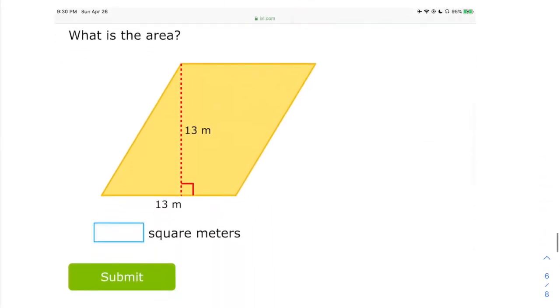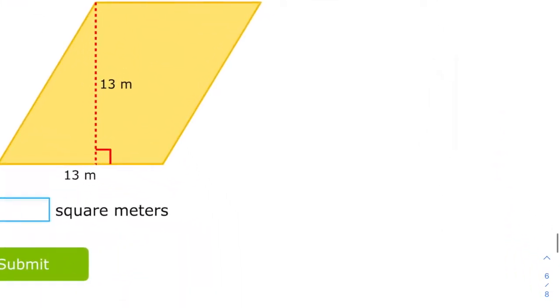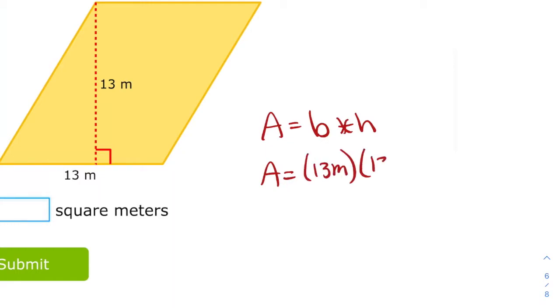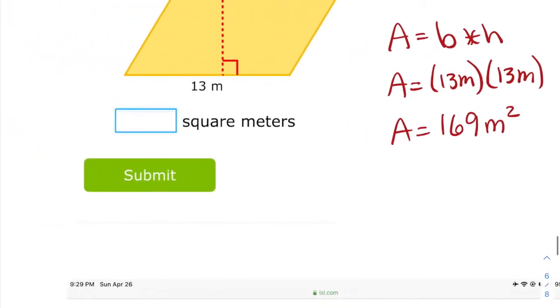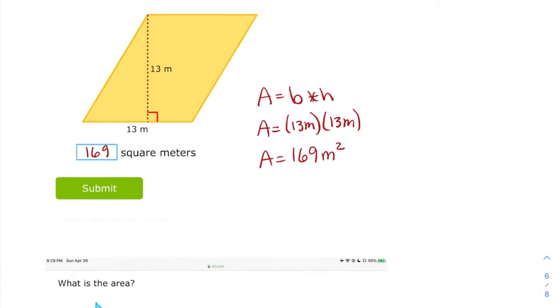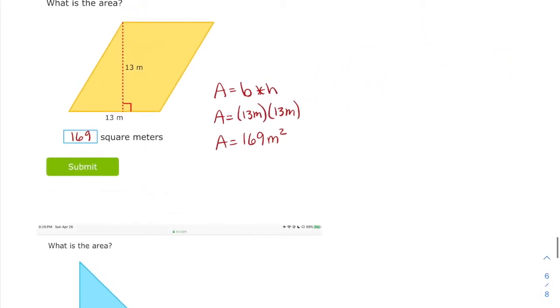All right, the next one, we have an area of the parallelogram, which is base times height. So area is 13 meters times 13 meters. They're both 13, which is awesome. So 13 times 13 is 169. Meters times meters is meters squared. So my answer for this one is 169 meters squared, or squared meters.